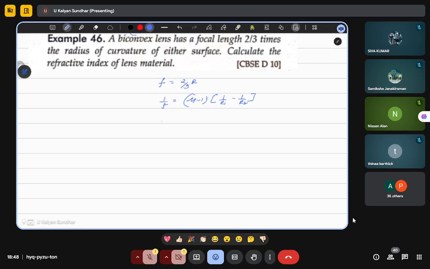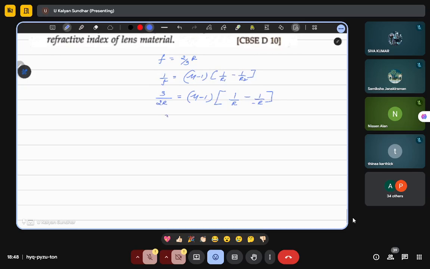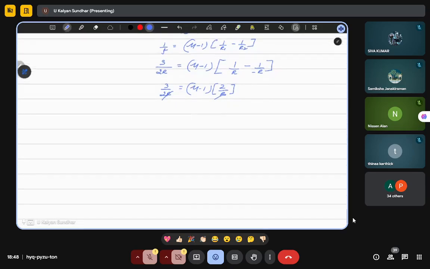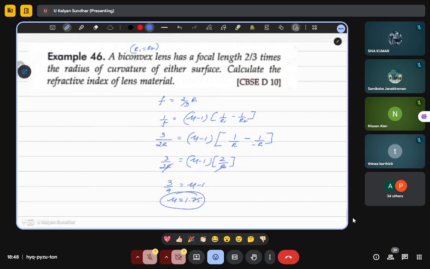Now, the focal length I can write as 2R by 3, which will be equal to (mu minus 1) into, for the first surface, plus 1 by R, and for the second, minus of minus R, so plus 1 by R. So we get 2R by 3 equal to (mu minus 1) into 2 by R, and R and R will get cancelled. From here you will get 3 by 4 equal to mu minus 1. 3 by 4 is 0.75, so mu will be equal to 1.75, which is the answer. They asked this in 2010.